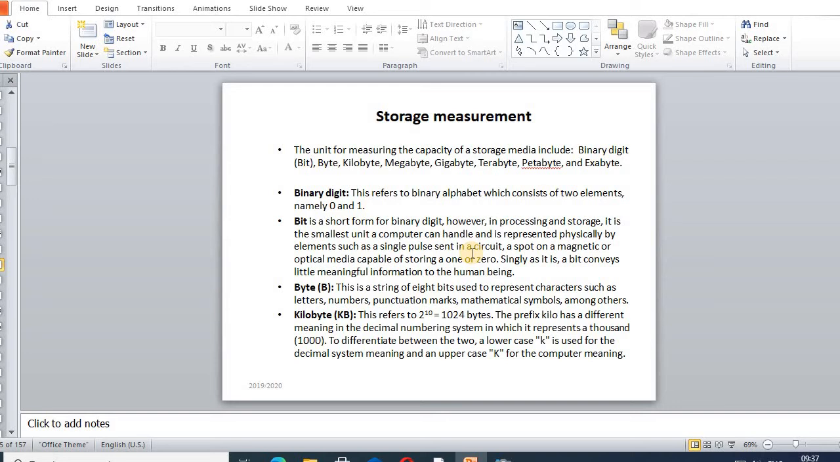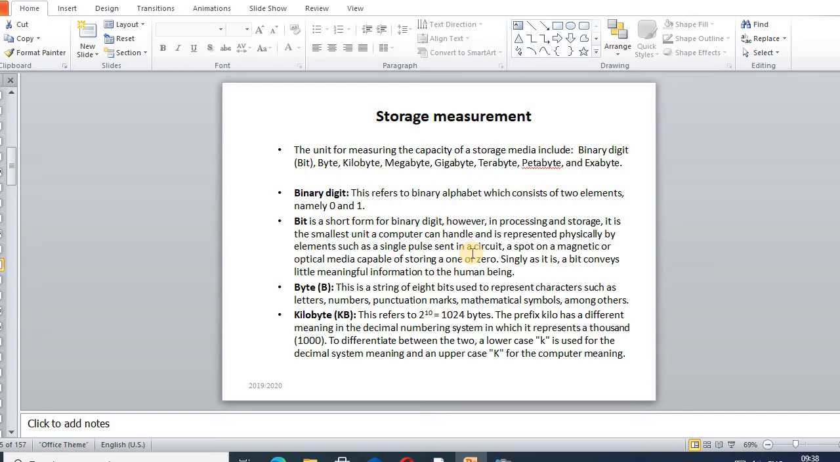Are we together? So we have now to get a byte, in brackets a capital B. This is the string of 8 bits used to represent characters such as letters, numbers, punctuation marks, mathematical symbols, among others. Are we together? So if I'm writing a plus, or a minus, it will be represented by a series of 8 bits. Kilobytes refers to 2 power 10, which is giving us 1024 bytes.